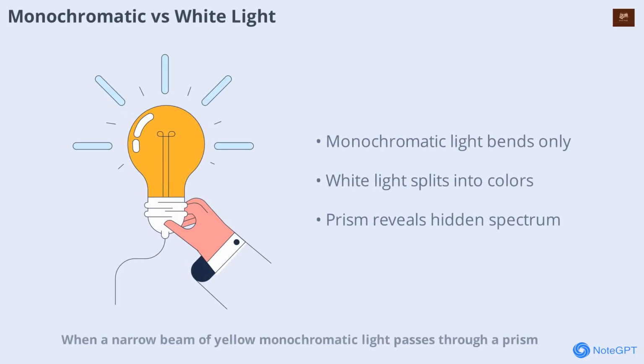When a narrow beam of yellow monochromatic light passes through a prism, it simply bends without splitting. But if you replace it with white light, the prism splits it into a spectrum of colors. This difference is key to understanding how prisms reveal the hidden colors within white light.